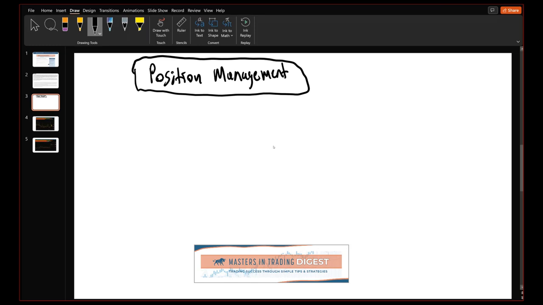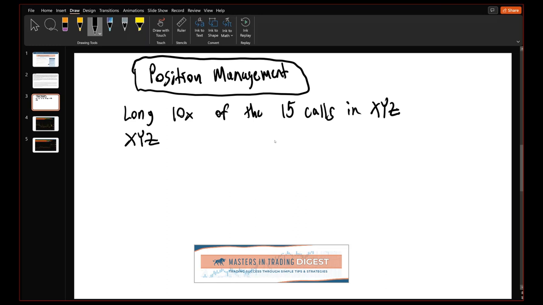But if you have an options position, there's three different things that you can do with that options position. Let's say you're long 10 of the $15 strike calls in XYZ. So you're long 10 of the 15 strike calls in XYZ. Let's say you entered for 50 cents. XYZ is trading at 20.